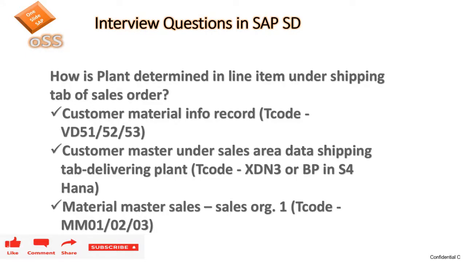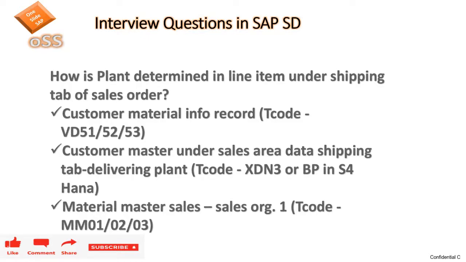And in this channel, we are going to discuss the interview questions in SAP SD in more detail. Today's question is, how is plant determined in the line item under the shipping tab of a sales order? In this one slide, we are going to see the answer for plant determination in a sales order. At the same time, we are going to see it in more detail in the SAP screen. So it will give you a very good insight on plant determination in a sales order.